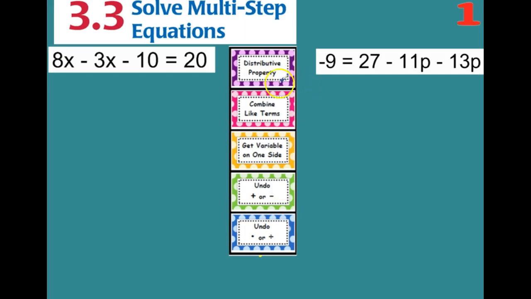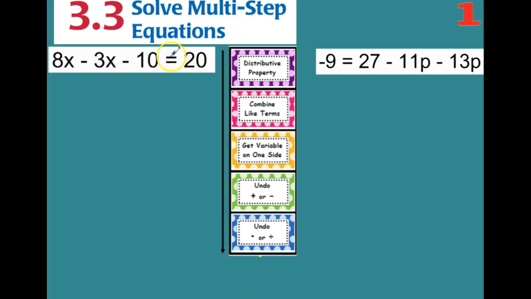I should have given you this little card that has: first distribute, then combine like terms, then get the variable on one side, then undo addition or subtraction, and then undo multiplication or division. So far we've done these two. Now we're working our way further up the list, going backwards here. So let's take a look here. We're going this direction, downwards, from the top to the bottom here.